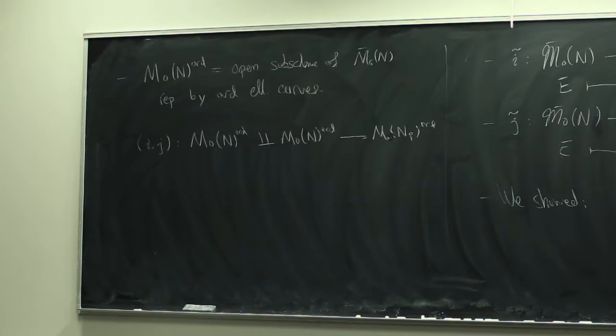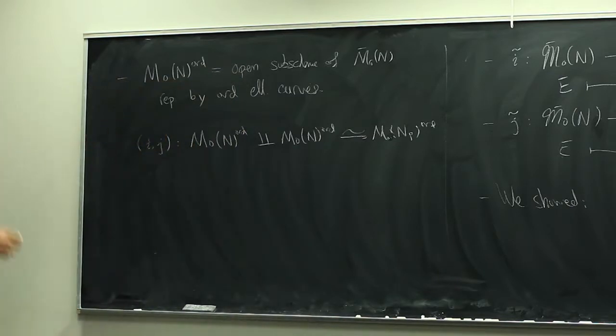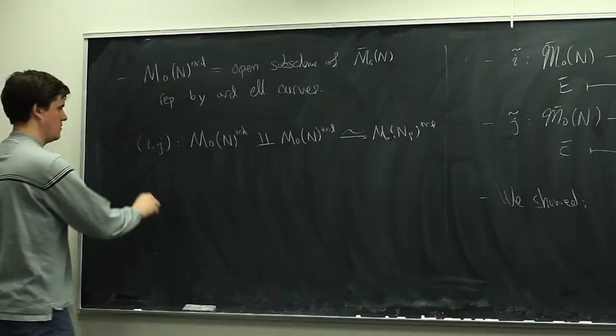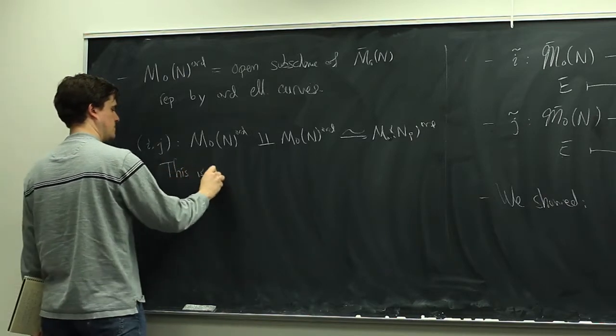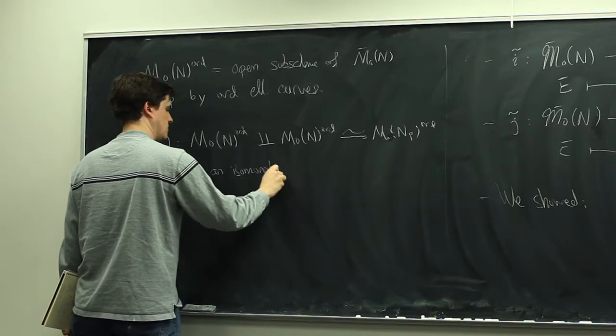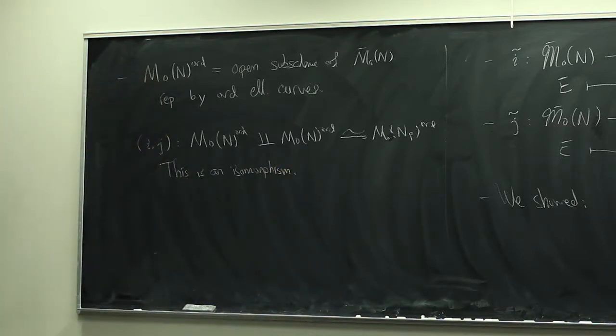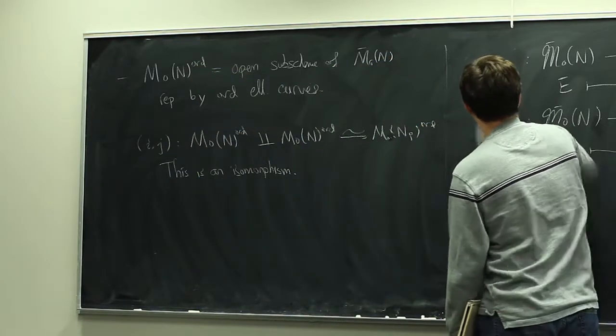Which we know is a closed immersion and hits all the points. So it's an isomorphism. So we're going to look at what this Hecke correspondence is on the ordinary locus using this description of the total space.